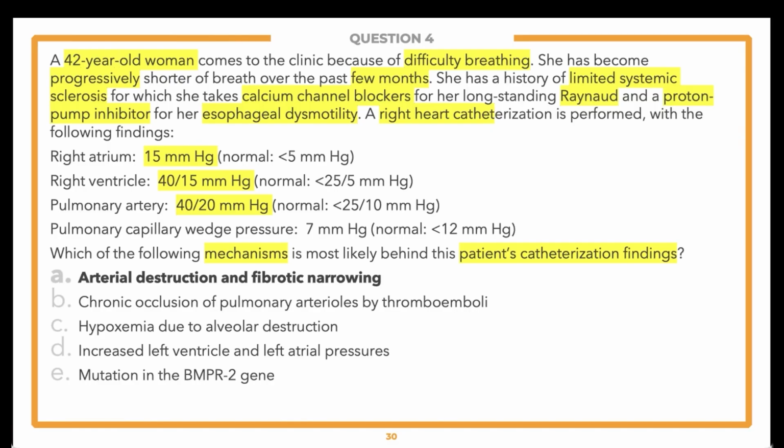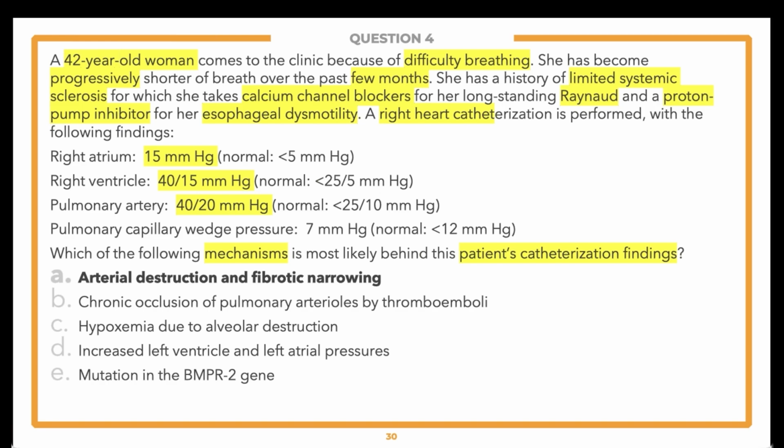That would really help me understand what's going on. So option choice D would go out of the picture. As soon as I see that normal pulmonary capillary wedge pressure, that takes D out of the picture. I know it's secondary to something, that takes E out of the picture. E is when we can't find another explanation. There's some gene mutation. It's not an autoimmune phenomenon.